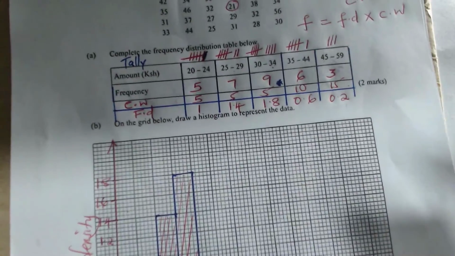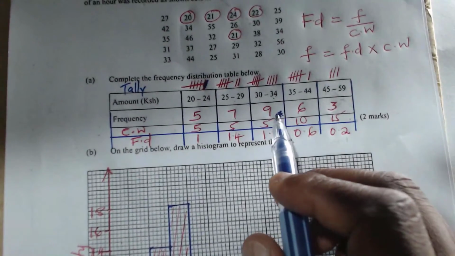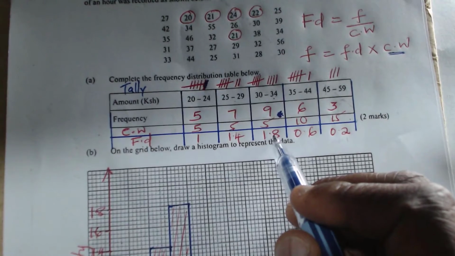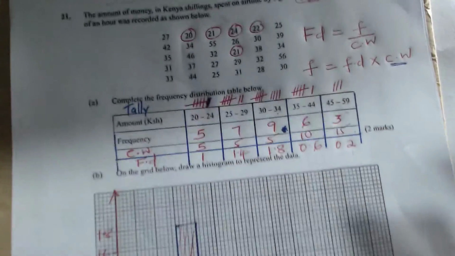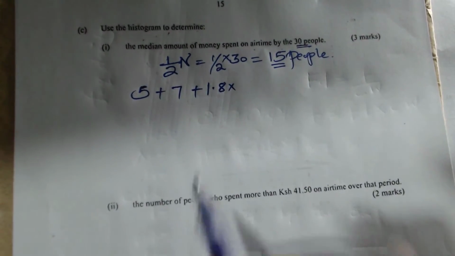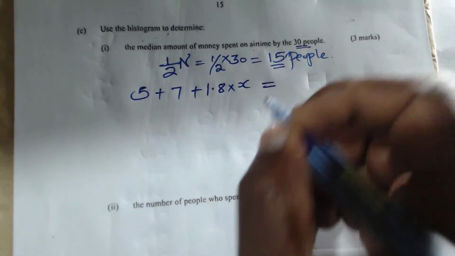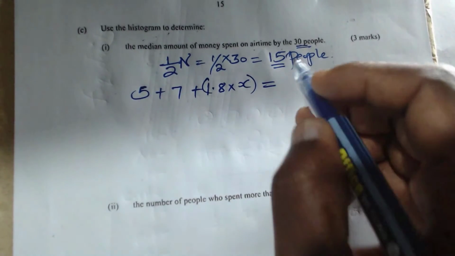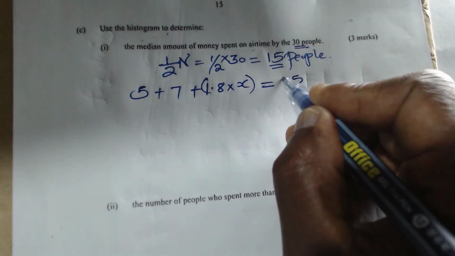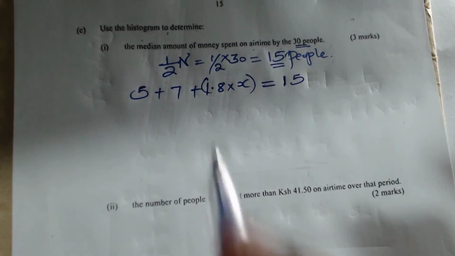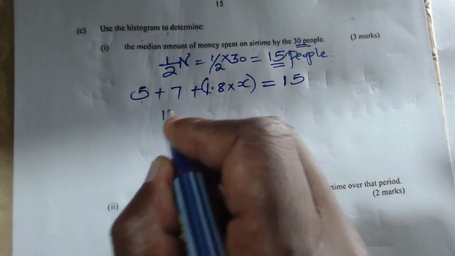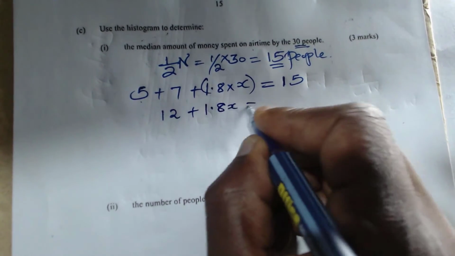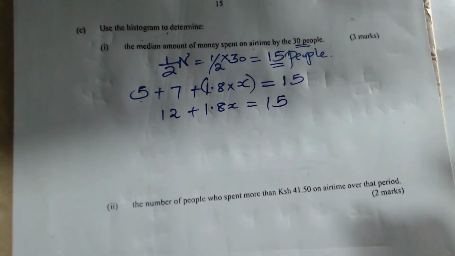So to obtain the class width, we shall just let it be x. We shall let the class width be x because we don't know it. You know, the frequency density is 1.8. The class width, we don't know it, so we let it be x. And when we get the total frequency now here, including these, it should give us 15 people. So we add 5 plus 7, we get 12, plus 1.8x is equal to 15.